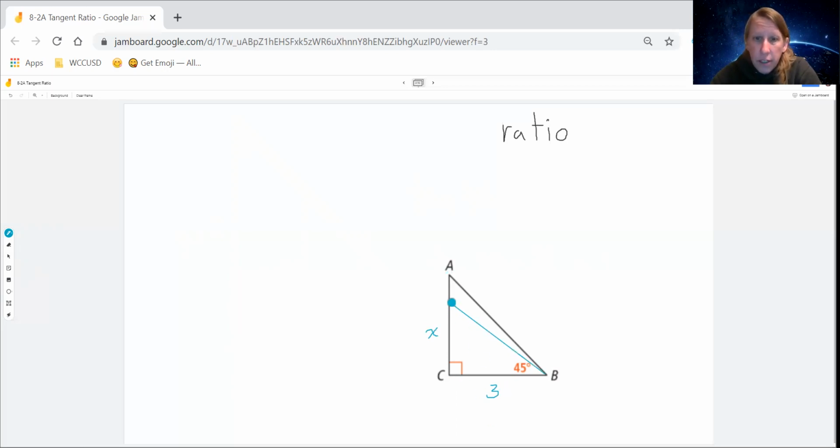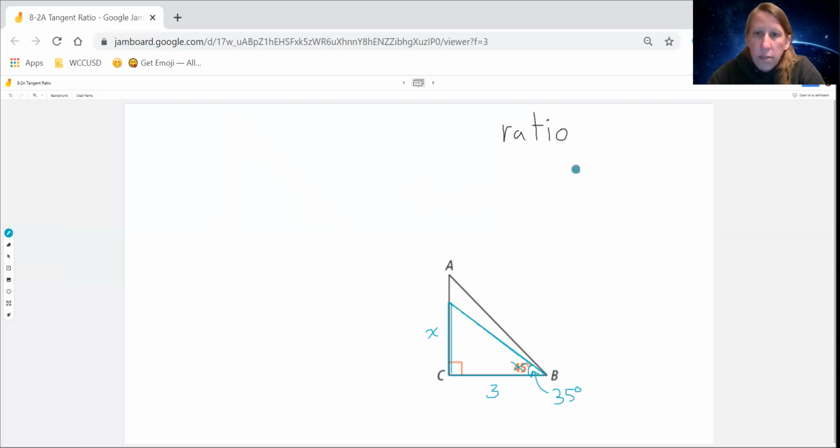I'm looking at this little triangle right here, the blue one. If this was a 45-degree angle, this side length would be 3. But this angle is a little smaller. It's not 45. How much do you think that is? It's less than 45 now. Should we say it's 35? Opposite from the 35-degree angle, we have X. Next to the 35-degree angle, we have 3.